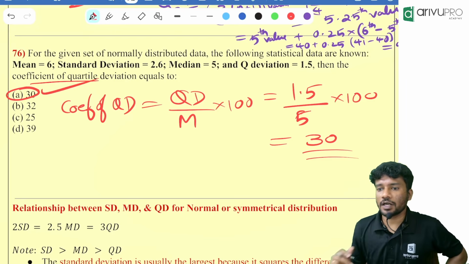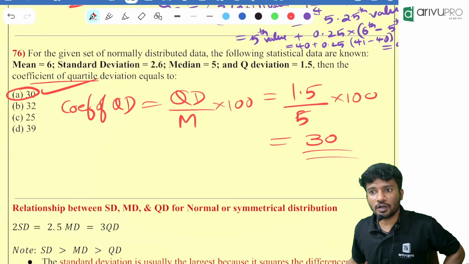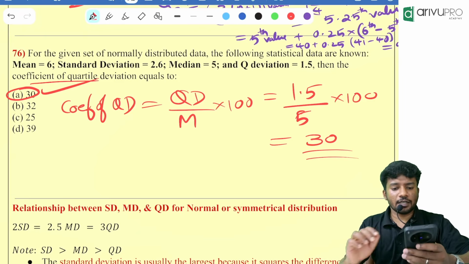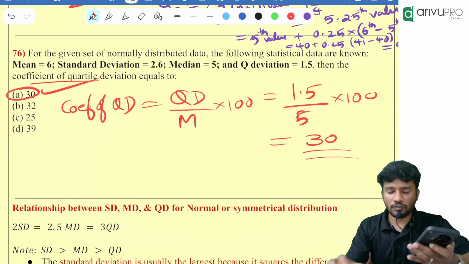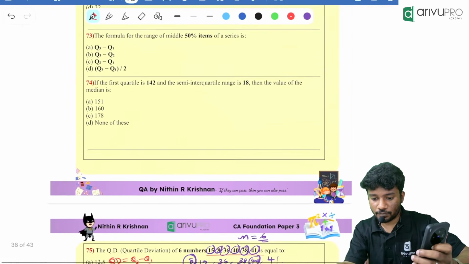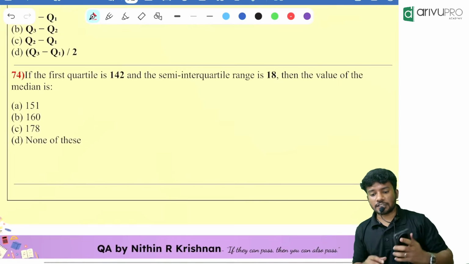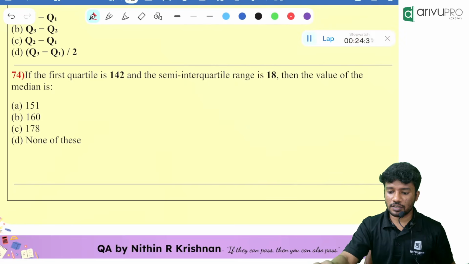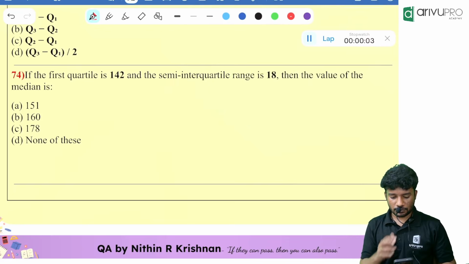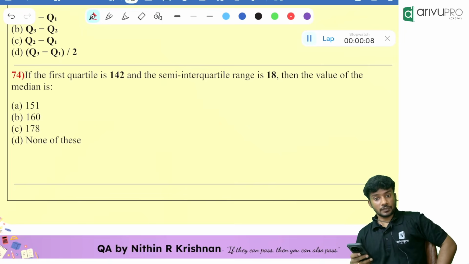I hope everyone understood that. Got it? Any doubt in this? No? Done. If any doubt, please tell me right away. Meanwhile, I'll show you the next question. You can start solving. Start solving, people. The timer starts now. Is it correct?